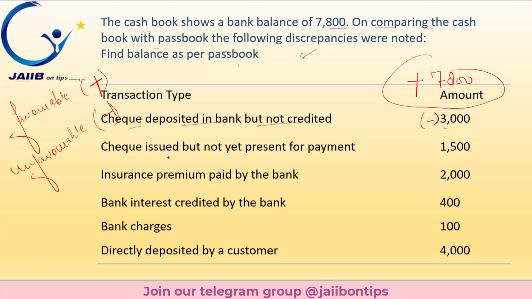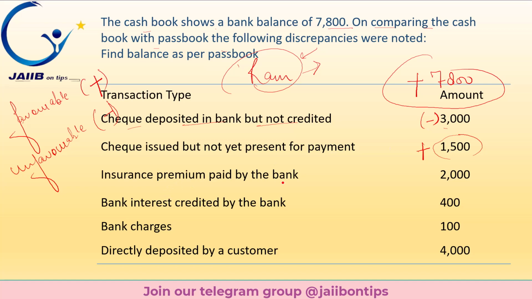Next one is check issued but not yet presented for payment, rupees 1,500. That means I have given a check for the payment. Like I have given a check of 1,500 to Ram, but he didn't present this check to the bank. But I have written this payment in my cash book, and I have deducted that money from my cash book. But now I saw that this amount is present in my account and has not been deducted yet because Ram has not presented that payment yet. So I will add this amount because this amount is present in my passbook.